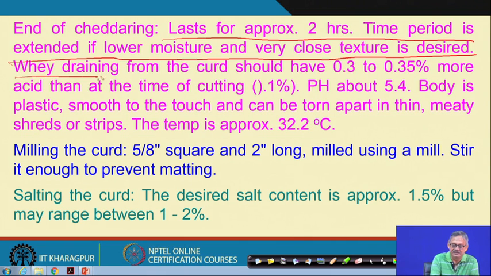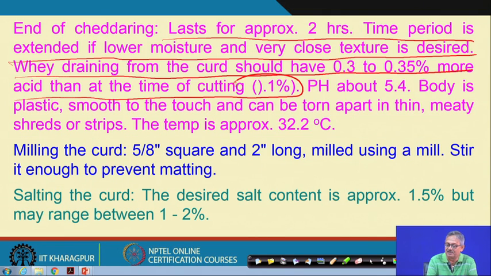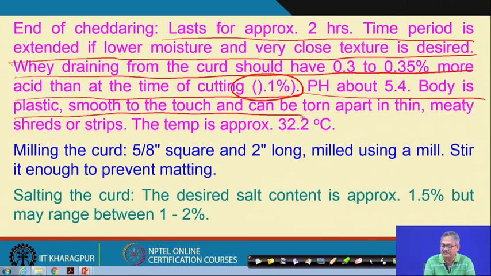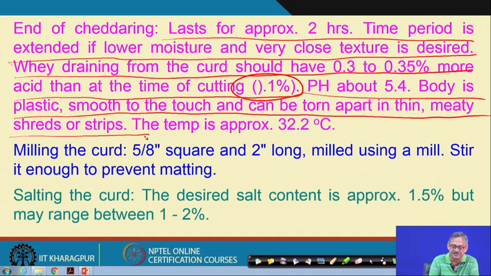Whey draining from the curd should have 0.3 to 0.35% more acid than at the time of cutting, around 1%. pH about 5.4. Body is plastic, smooth to the touch and can be torn apart in thin meaty shreds or strips. The temperature is approximately 32 degrees centigrade.